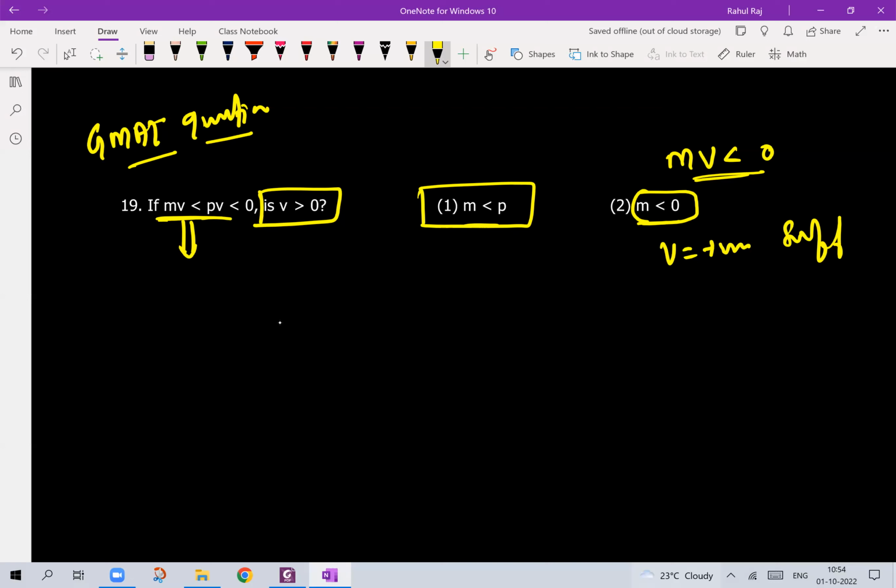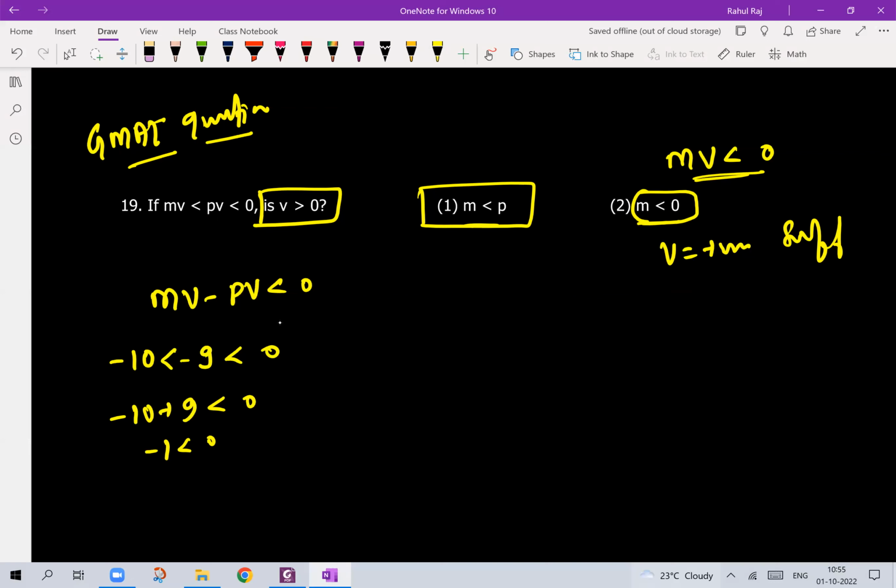Tell me. Can I say from this particular information that mv minus pv is less than 0? Is this right or not? You can take any number. Let's say minus 10 less than minus 9 less than 0. Can I tell minus 10 plus 9 is still less than 0? Because minus 1 is less than 0, technically. The magnitude of mv will always be greater than pv, right? The point is it's a negative term. So the higher the magnitude, the lesser the value. So can I 100% come down to this conclusion, yes or no, from this particular information?